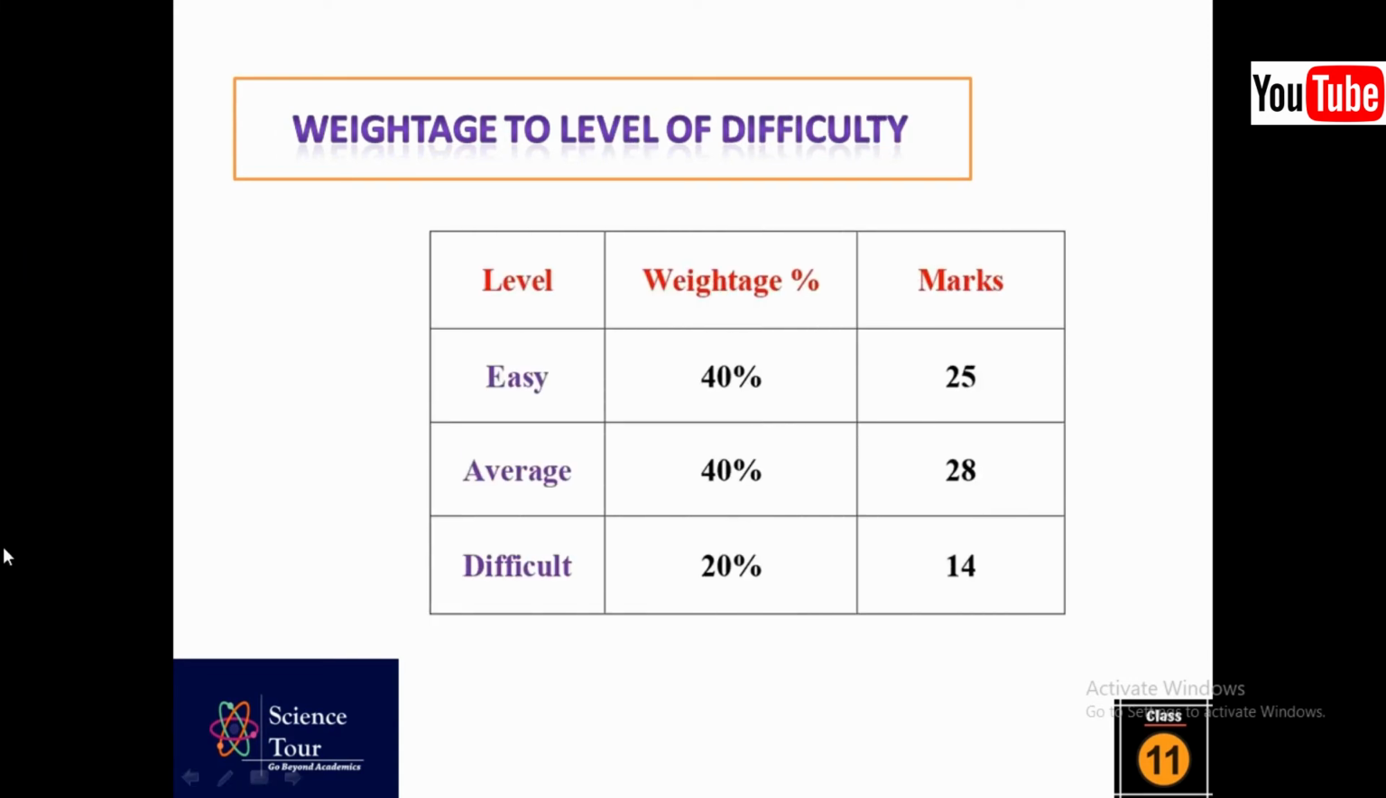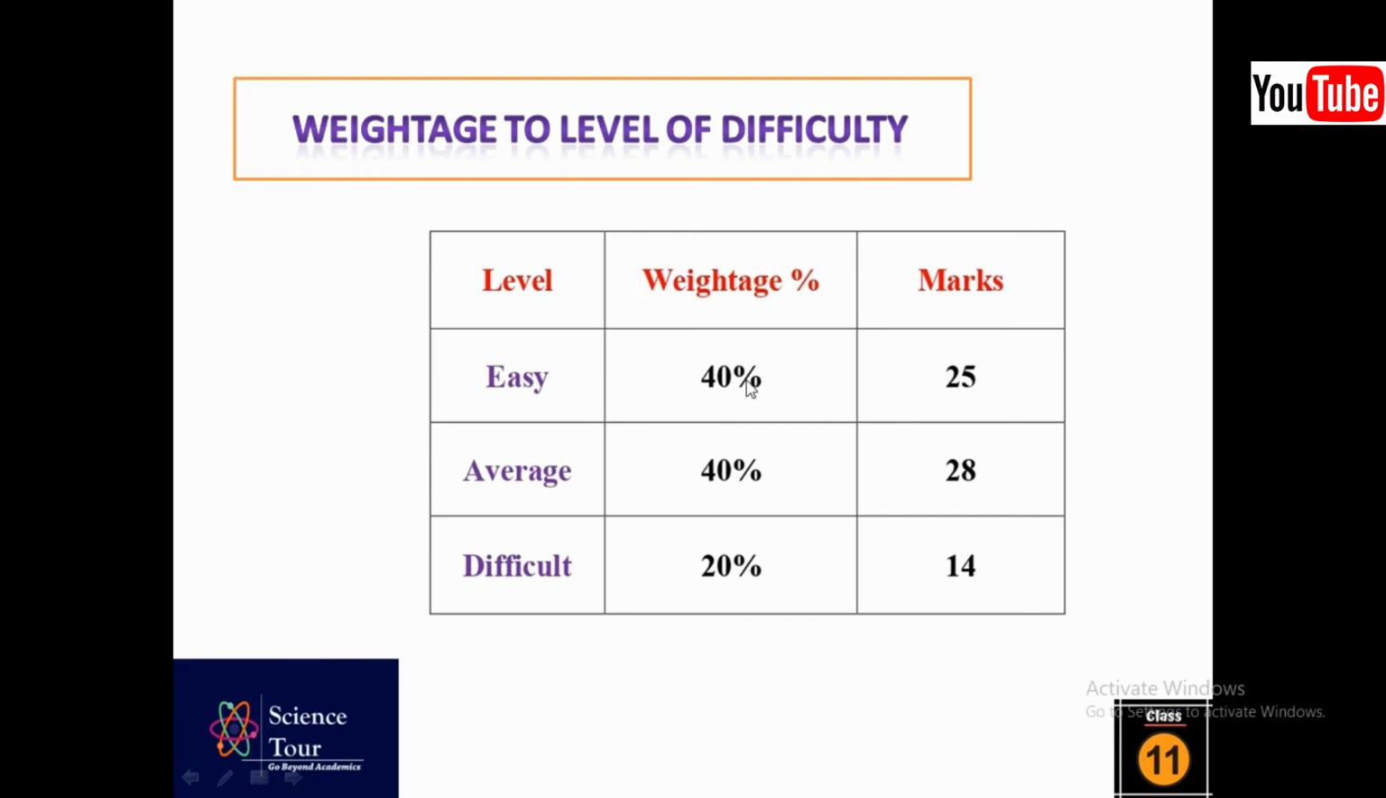Then weightage to the level of difficulty. Whenever a question paper setter sets a question paper, he will keep in mind 3 levels. One is the easy level, second is the average level, and third is the difficult level. So what is the weightage percentage-wise? For easy 40%, average 40% and difficult questions only 20%. This is according to the state board, Karnataka state board.